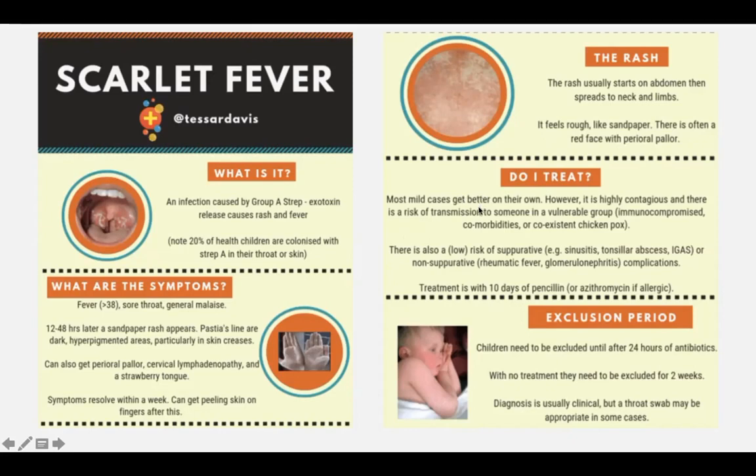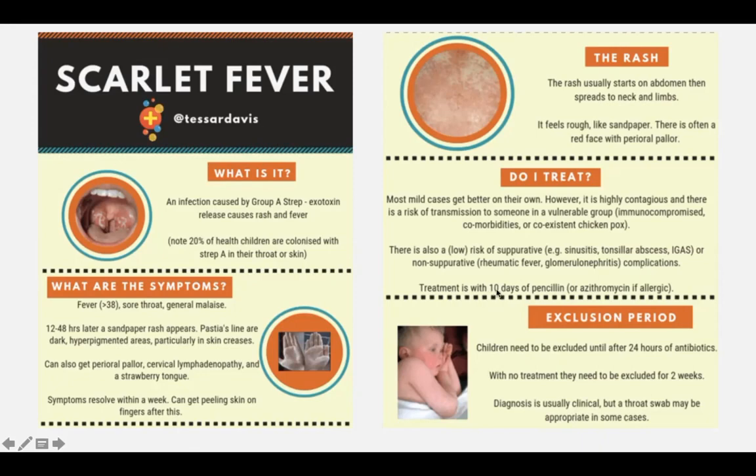Do I treat? Most mild cases get better on their own within a week. However, it is highly contagious and there is the risk of transmission to someone who is vulnerable, like the immunocompromised, those with comorbidities, or coexistent chickenpox. These are vulnerable groups. Please stay away. There is also a low risk of suppurative complications. Suppurative means sinusitis and tonsillar abscess. And then also non-suppurative complications such as rheumatic fever.